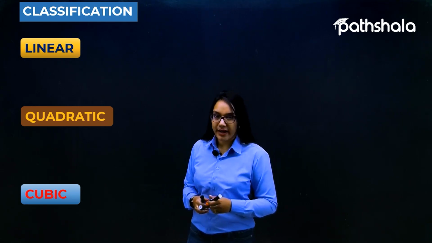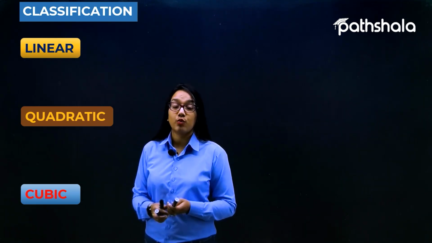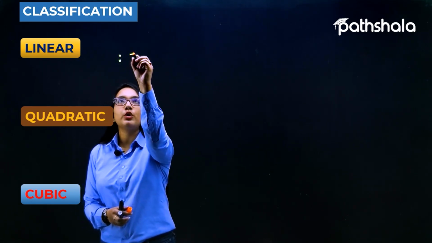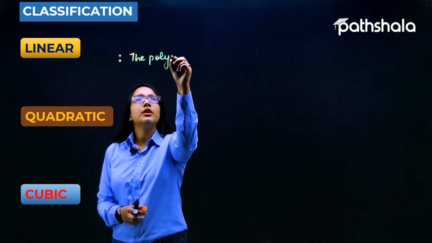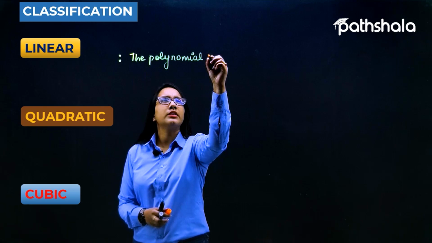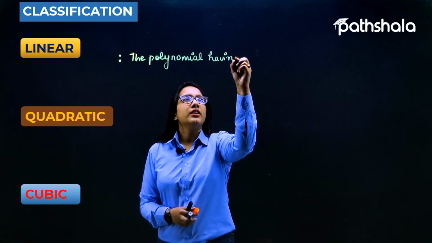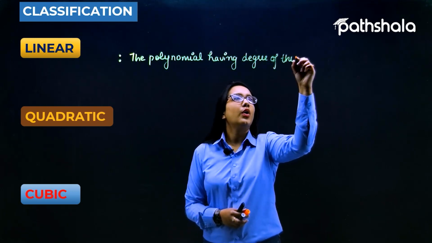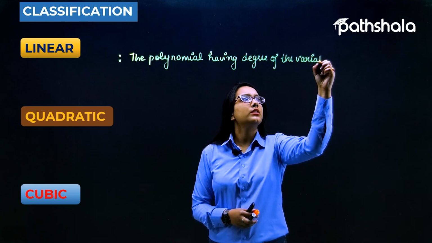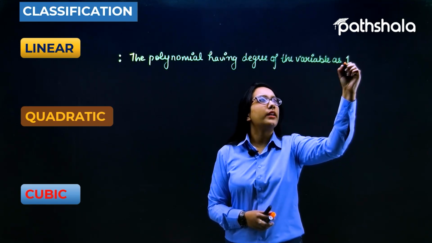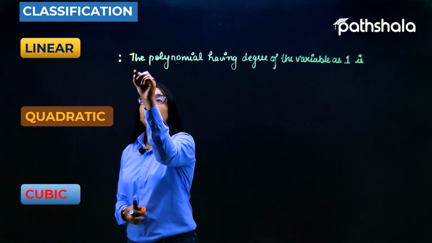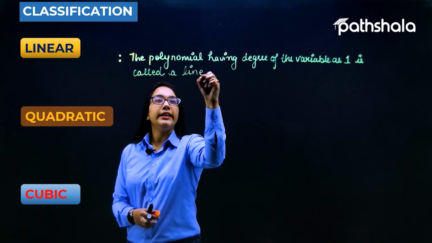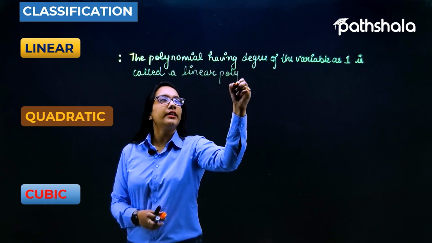Let me write the definition of each of them one by one. What is the meaning of the linear polynomial? Any polynomial having degree of the variable as 1 is called a linear polynomial.